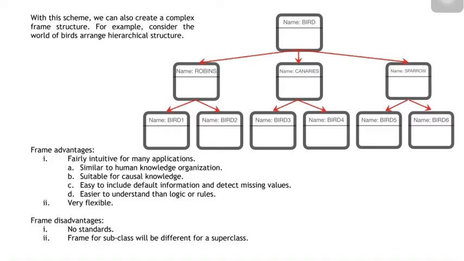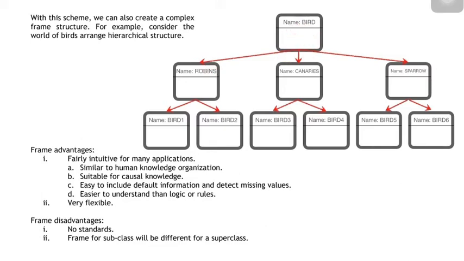With frame representation, we can have a very complex structure. For example, here we can see we represent the class frame as bird with some attributes in it, and it can have lots of instances. For example, Robins is a bird, so whatever attributes from the class frame will be inherited by Robins. For example, if you have bird 1 or bird 2, which are Robins, bird 1 and bird 2 will inherit the values from the class frame bird.